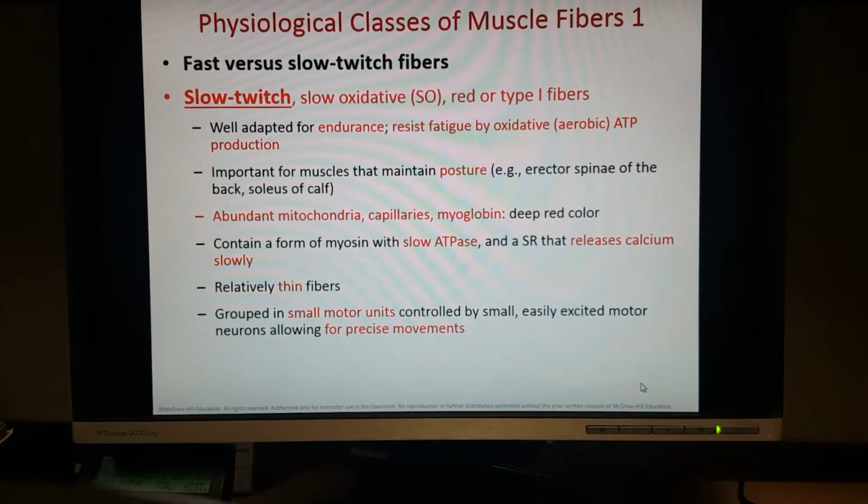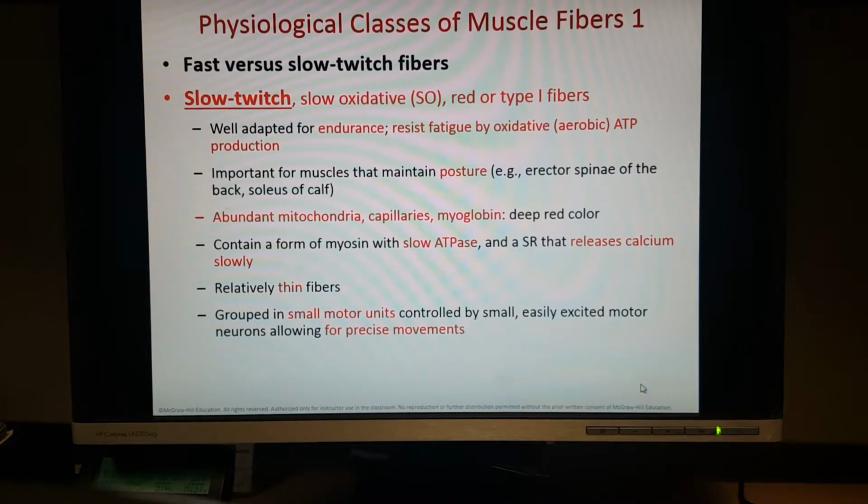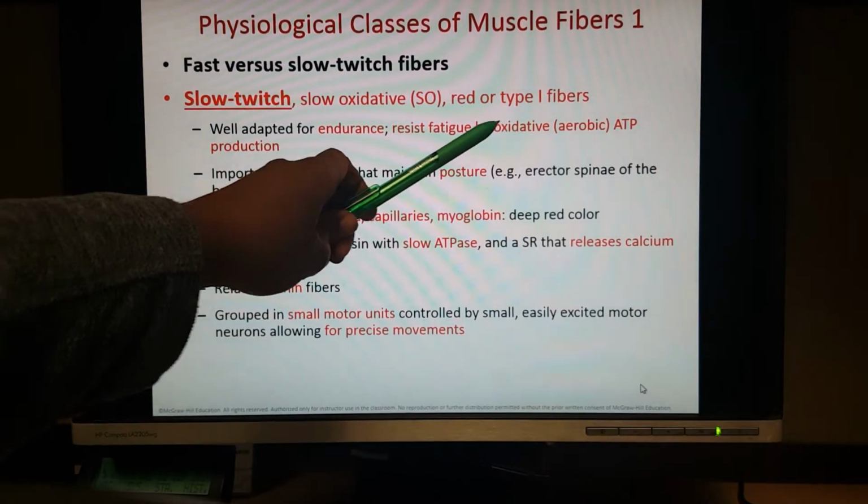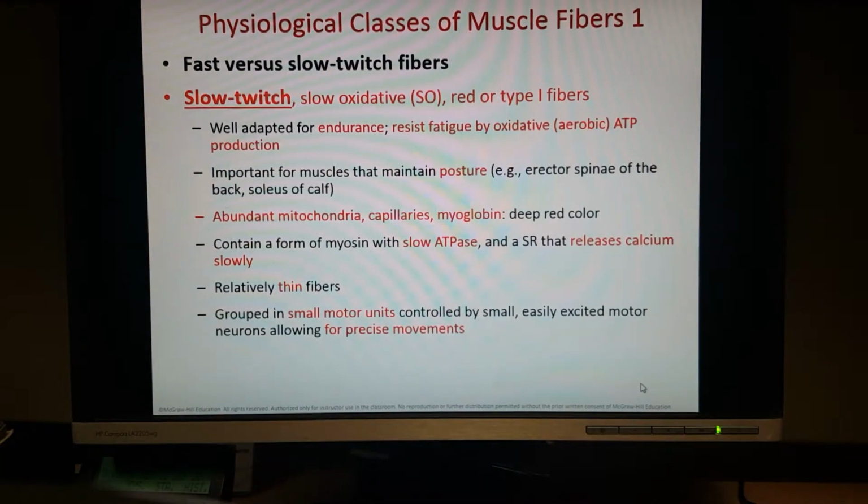Moving on, not all muscle fibers behave the same. There are two main types of muscle fibers: slow twitch muscle fibers and fast twitch muscle fibers. Slow twitch muscle fibers, also called slow oxidative, red, or type 1 fibers, are more for endurance. They resist fatigue using aerobic respiration to make ATP.